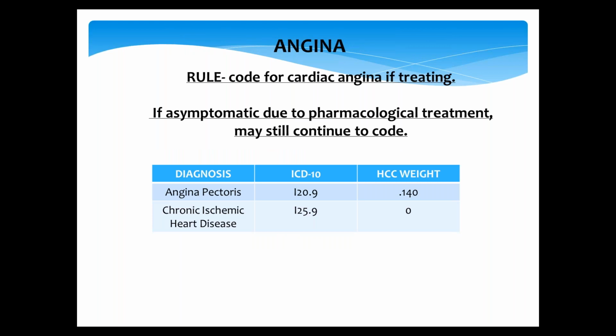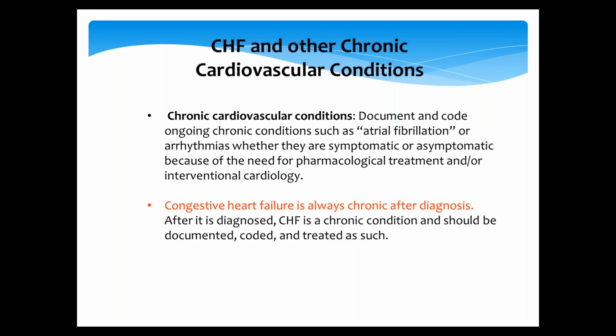Again, these show the difference between coding angina versus chronic ischemic heart disease, which gives you no RAF score. Even if it's asymptomatic but they're on pharmacological treatment, you can still continue to code angina. So if you've treated them with nitro or something for their angina, that's considered an ongoing treatment.